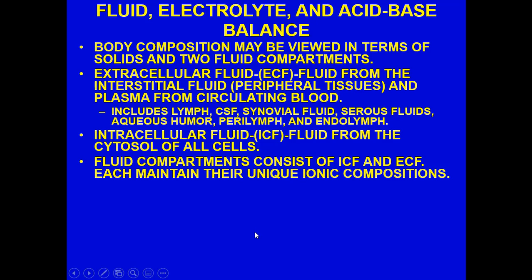When we look at the body composition, it can be viewed in terms of solids and two fluid compartments. The extracellular fluid compartment, which is ECF. This is fluid from the interstitial tissues, both the peripheral tissues and the plasma from the circulating blood. But it will also include lymph, cerebrospinal fluids, synovial fluids, serous fluids, aqueous humor, such as in the eye, the perilymph, and the endolymph. Now, intracellular fluid, ICF. This is fluid from the cytosol of all cells. The fluid compartments consist of ICF and ECF. Each maintains its unique ionic composition.